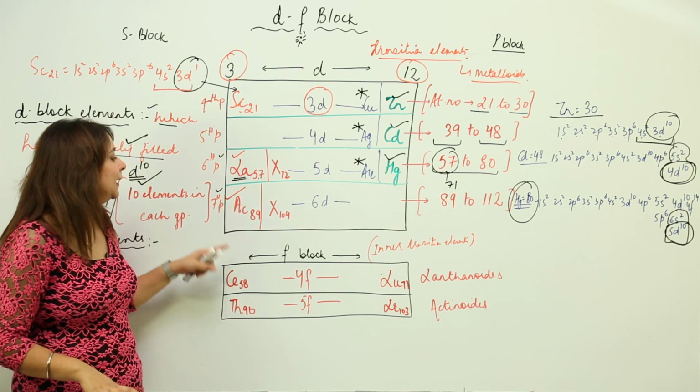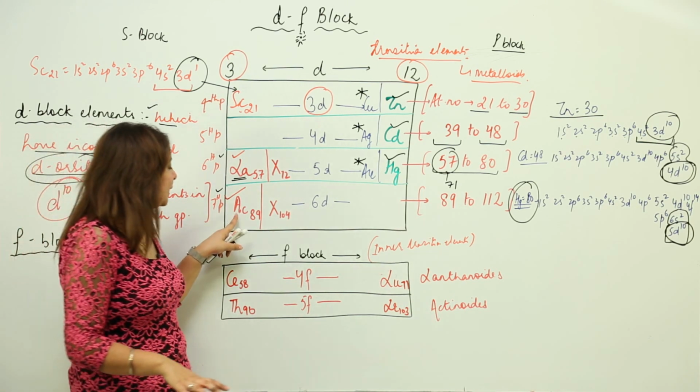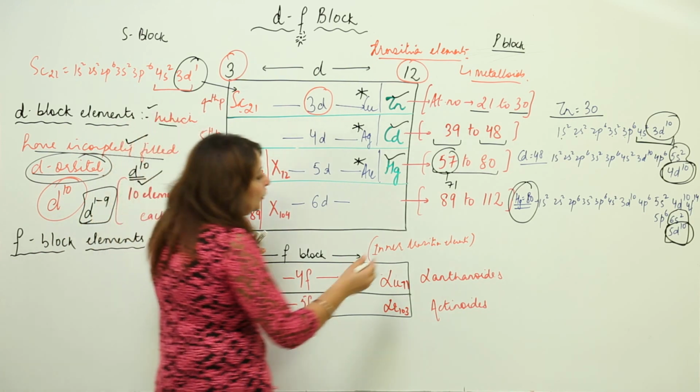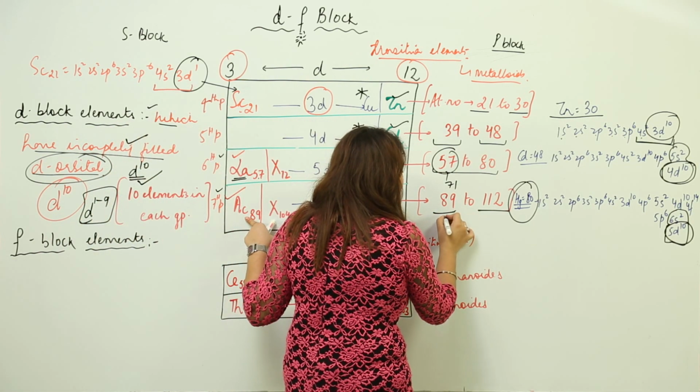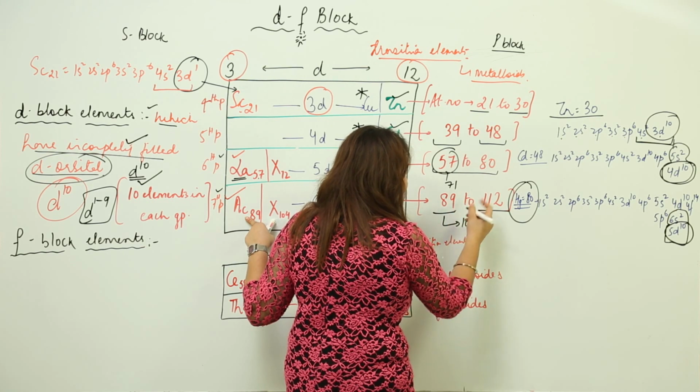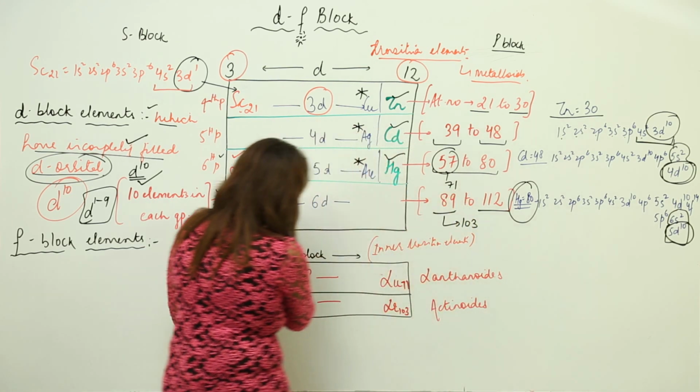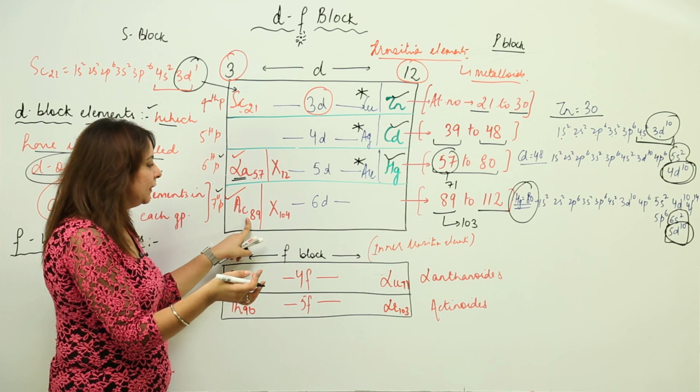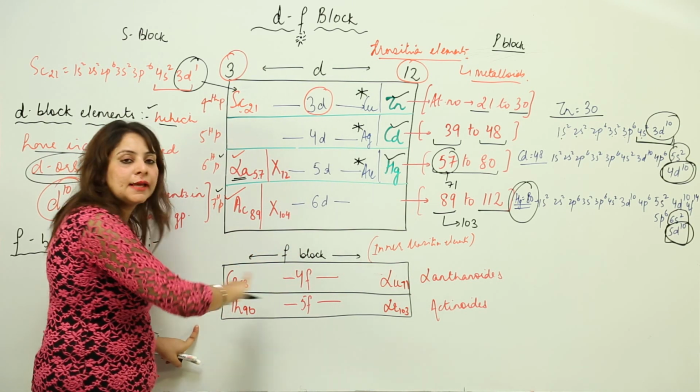Right. Similarly, it happens in the seventh period. From actinium, that is from 89, it ranges from 89 to 112. But from 89 to 90 onward, 89 is placed here. After that, from 90 to 103, they are placed in a separate series.